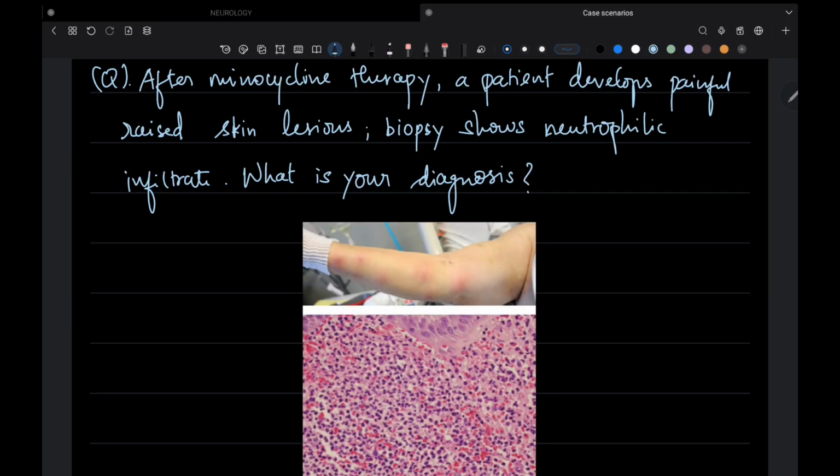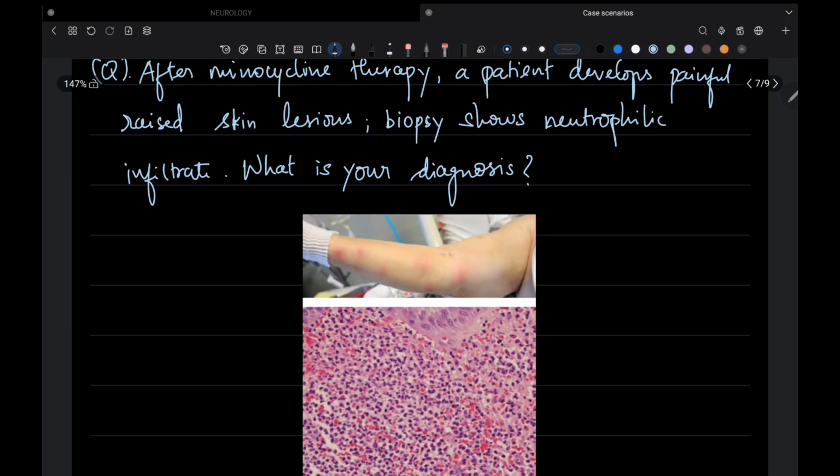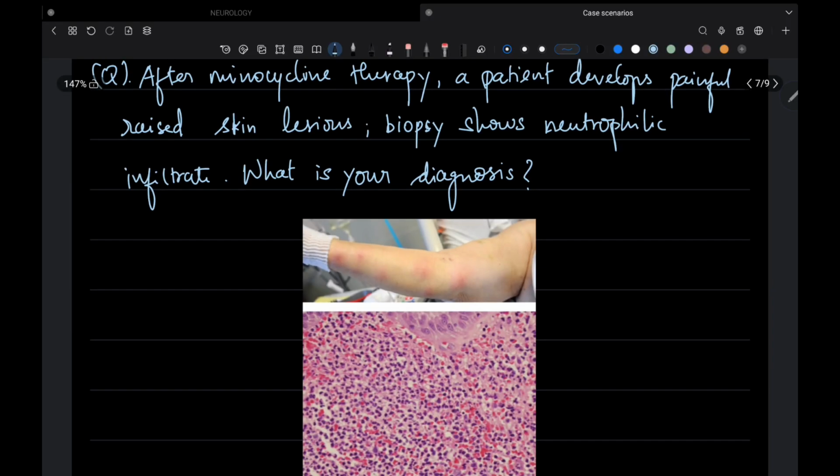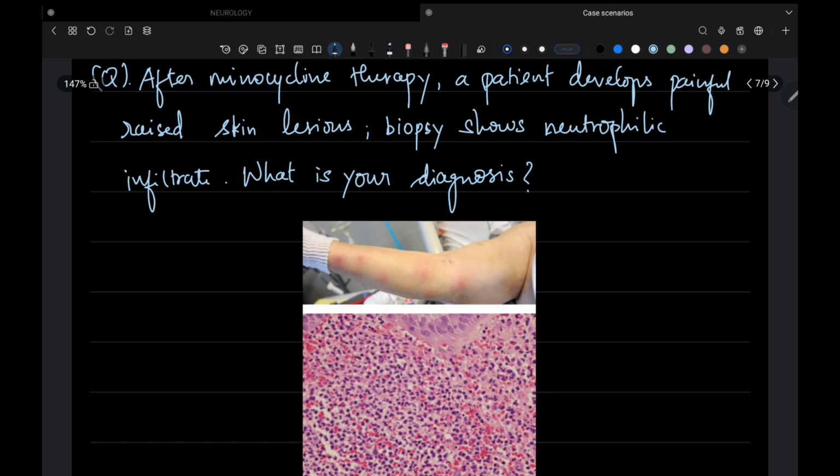Hello everyone. Here is an interesting case scenario. You see a patient who was on minocycline therapy, and now after taking minocycline therapy, the patient develops painful raised skin lesions and biopsy shows neutrophilic infiltrates. What will be your diagnosis? And here are the skin lesions you see.